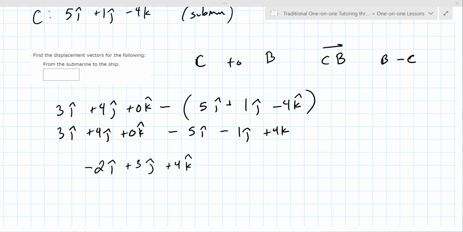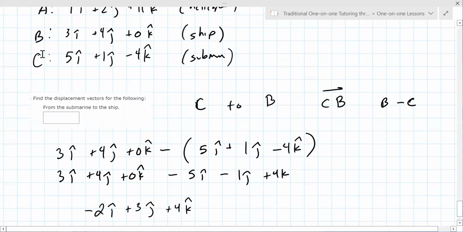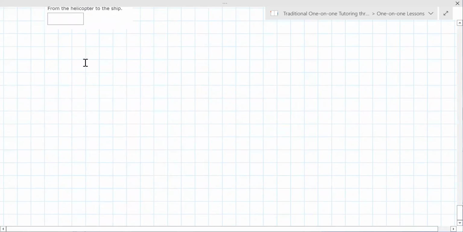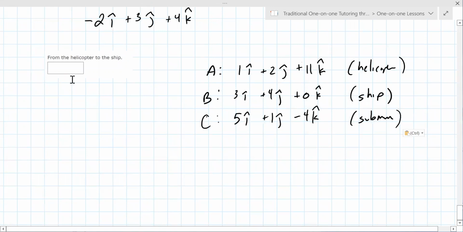Okay, so the next one wants the helicopter to the ship. So let me go back and grab these. That'll help. So helicopter to the ship, that's A to B. So we're going to do B minus A. So it's 3I minus 1I, that's 2I. 4J minus 2J, that's 2J. 0K minus 11, so minus 11K.